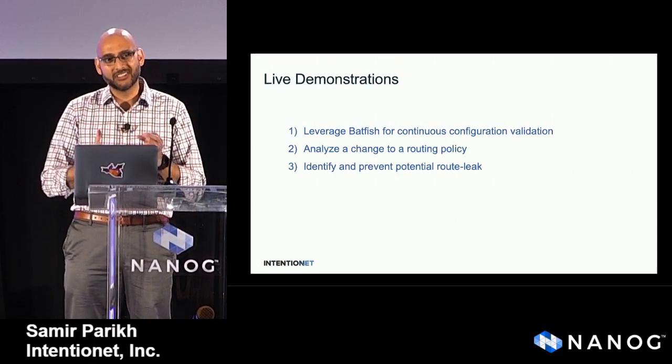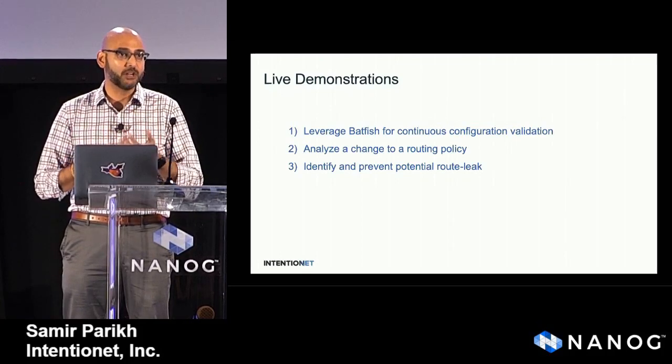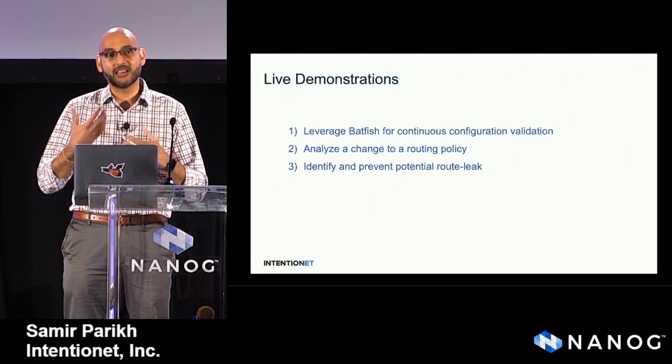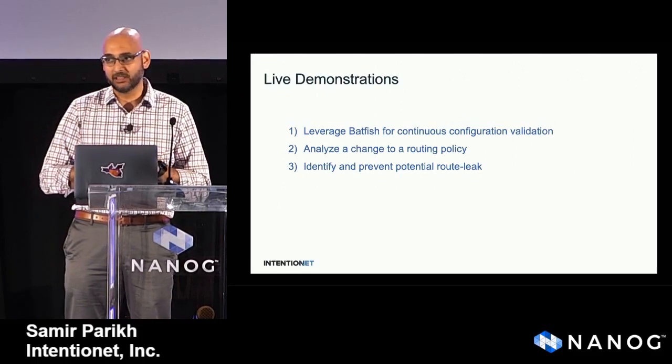And the third one's going to put this all together and give you a hypothetical scenario of a routing policy change you want to make and how it could result in a route leak, and then how you can catch that with Batfish, what you would look for, and then how you can prevent that from being deployed in the network.